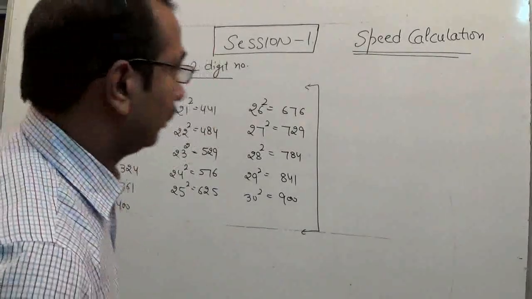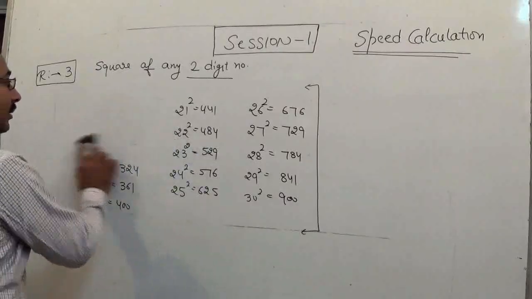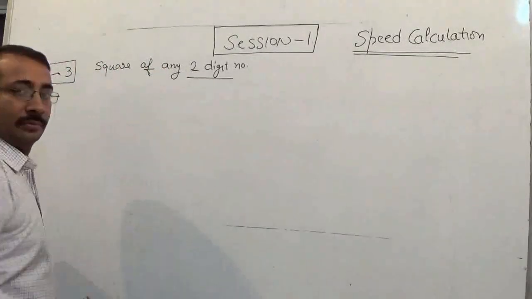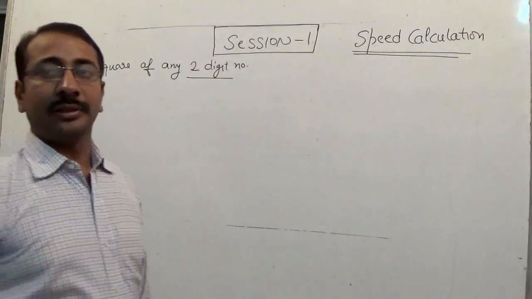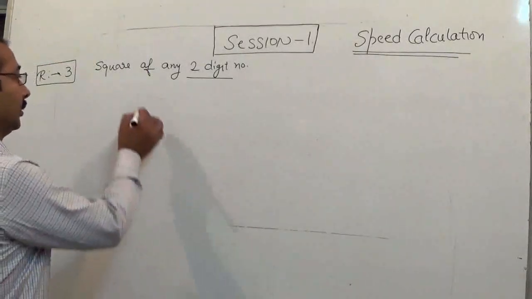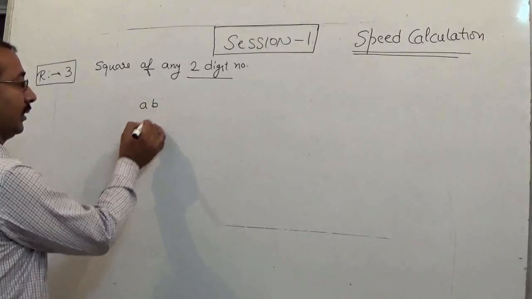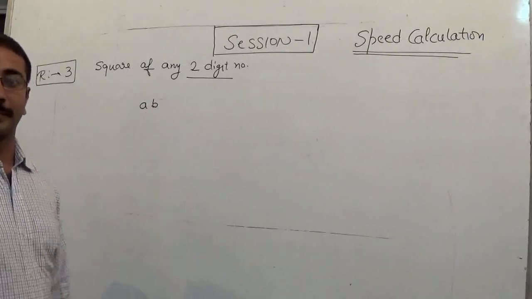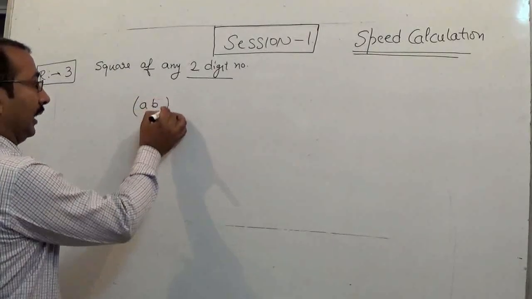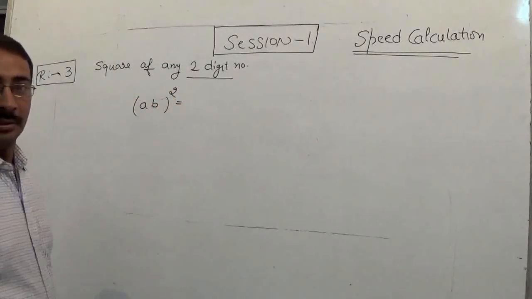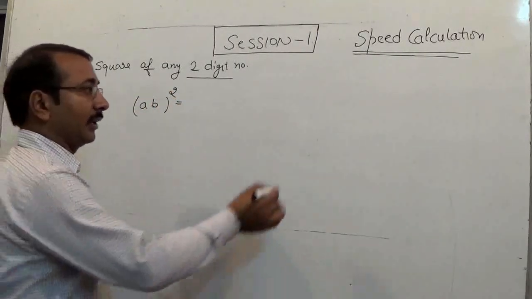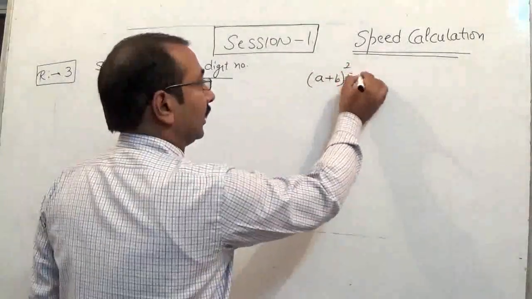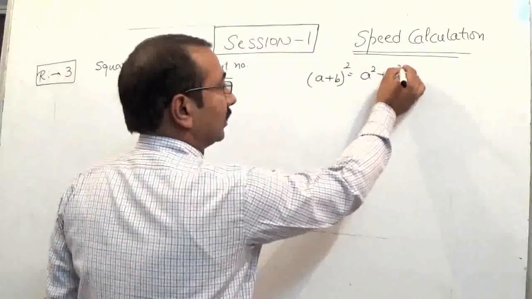Now after this, we try to understand the method by which you can, without any hassle, without any problem, find the square of a 2-digit number. Suppose one 2-digit number is given to you as AB, where B is the last digit and A is in the first place. And we have to find the square of AB. Whatever the rule states, I think everyone knows the square of a plus b whole square. This gives you a square plus b square plus 2ab.